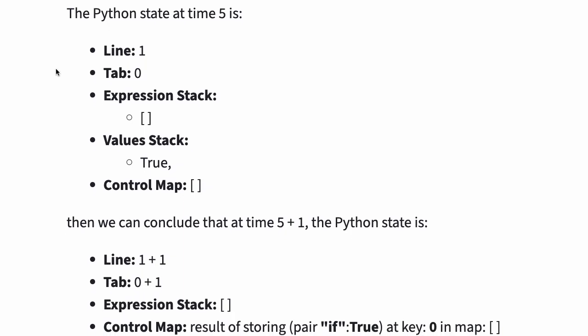The Python state at time 5 is as follows. Line is still 1, tab is still 0. The expression stack now contains an empty stack. The value stack contains true, and the control map is empty. Then we can conclude that at time 5 plus 1, the Python state is as follows. Line is now 1 plus 1, tab is now 0 plus 1, the expression stack is empty, and the control map is the result of storing pair if true at key 0.